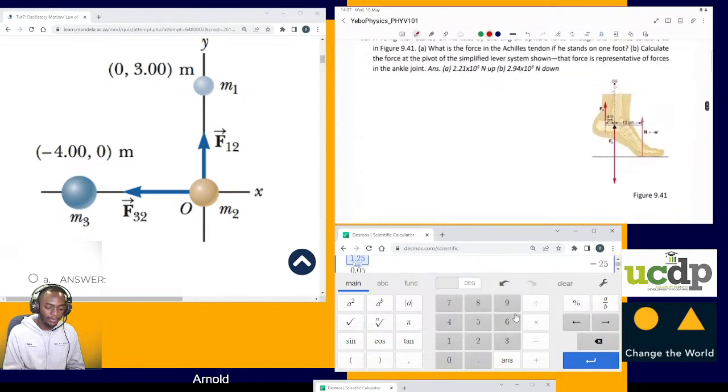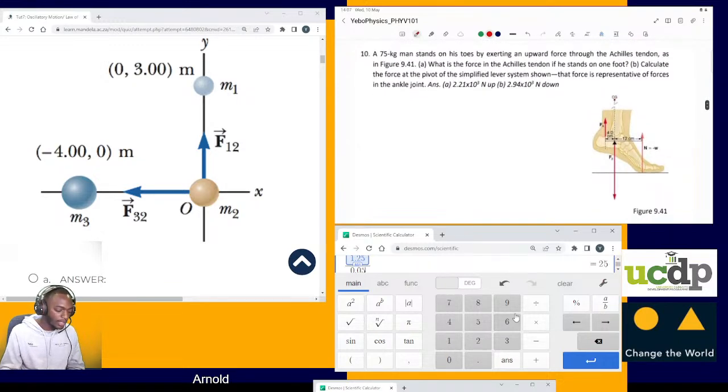All right, we find ourselves having another similar case. That is question 10. I'm going to read it out.